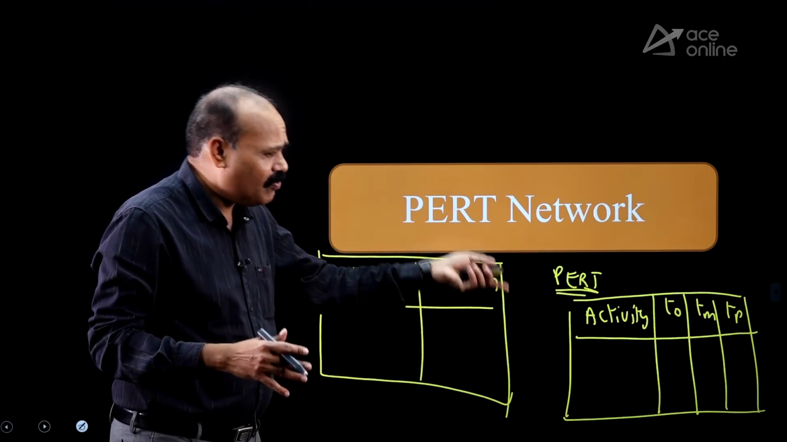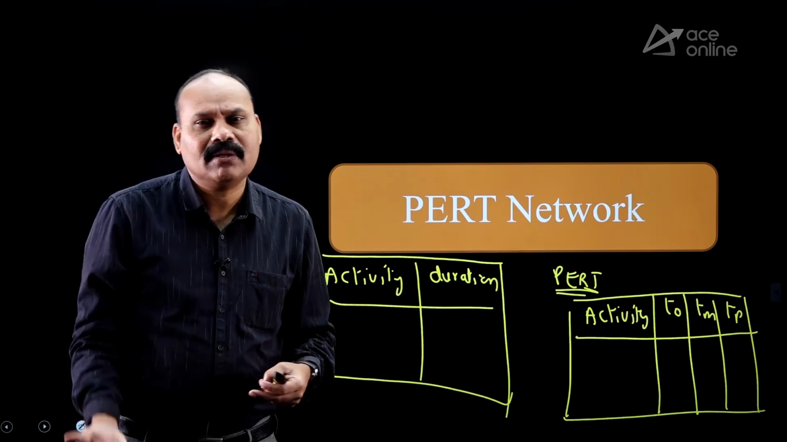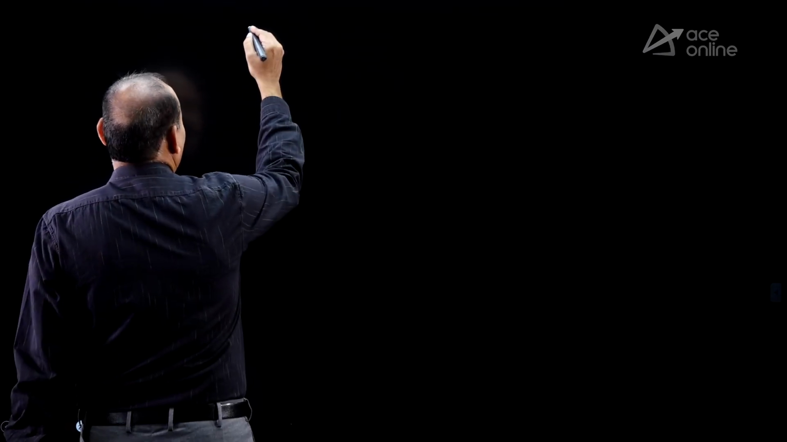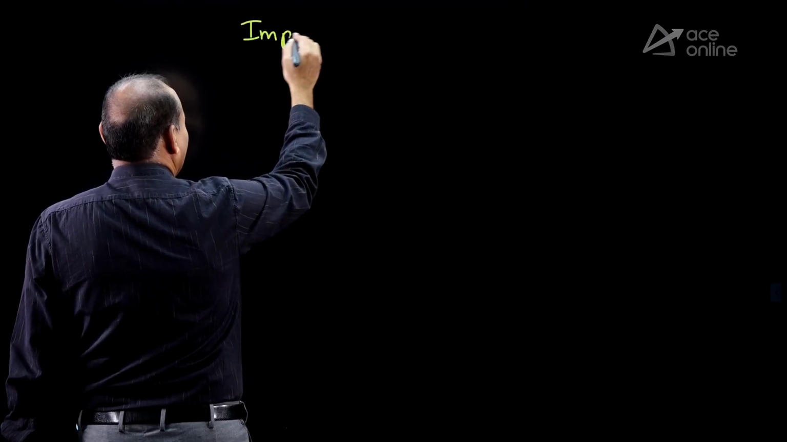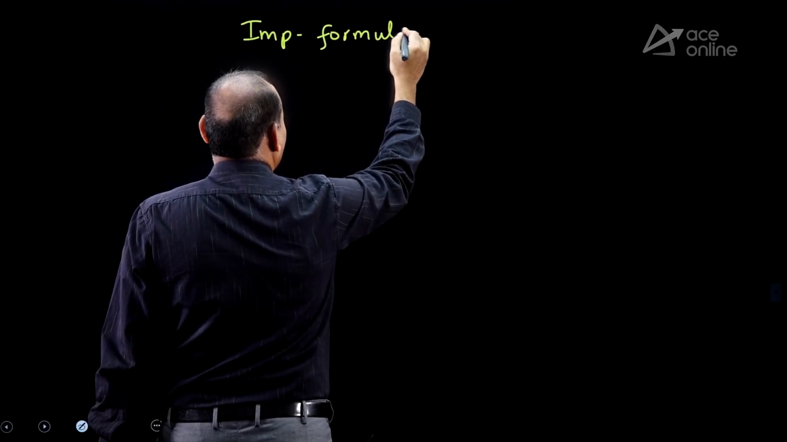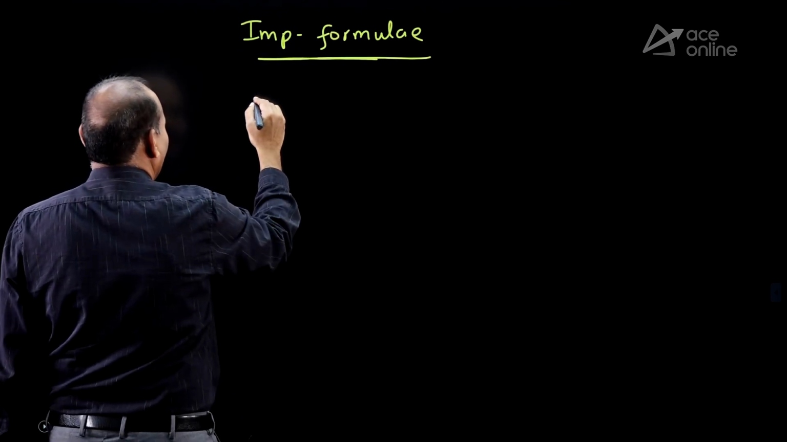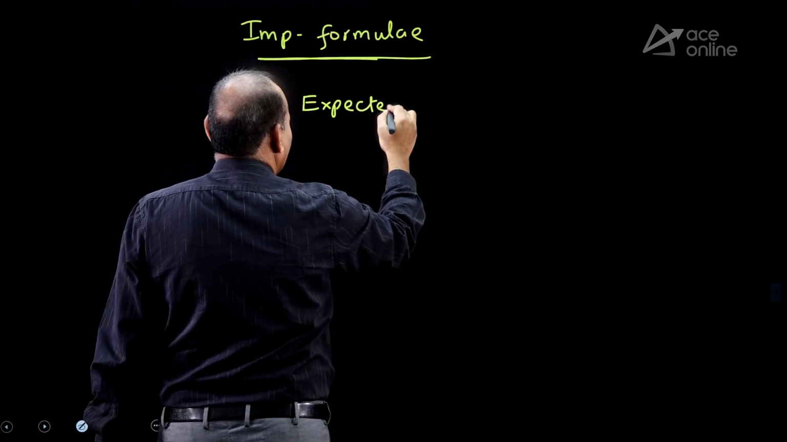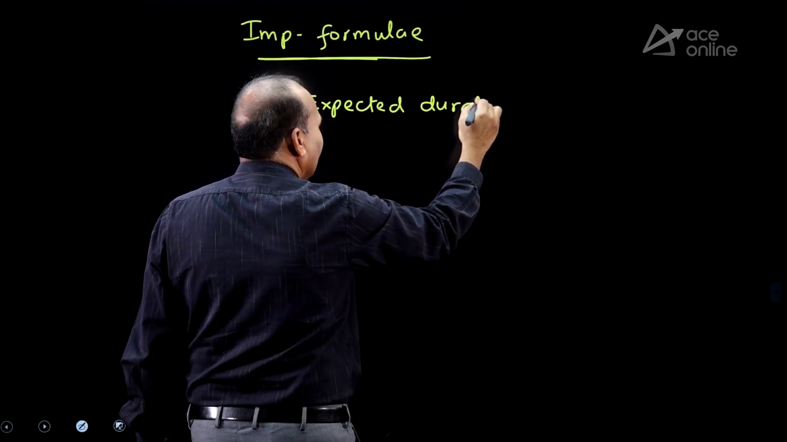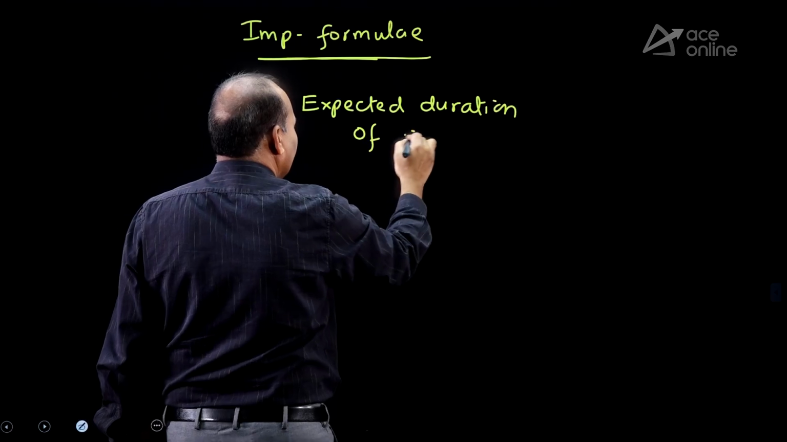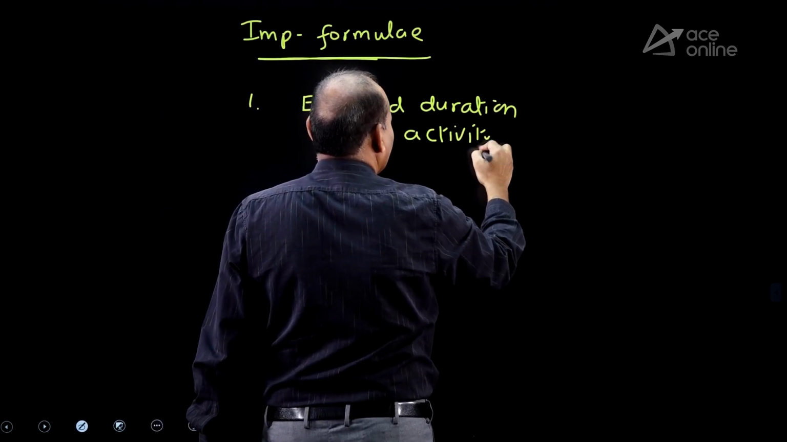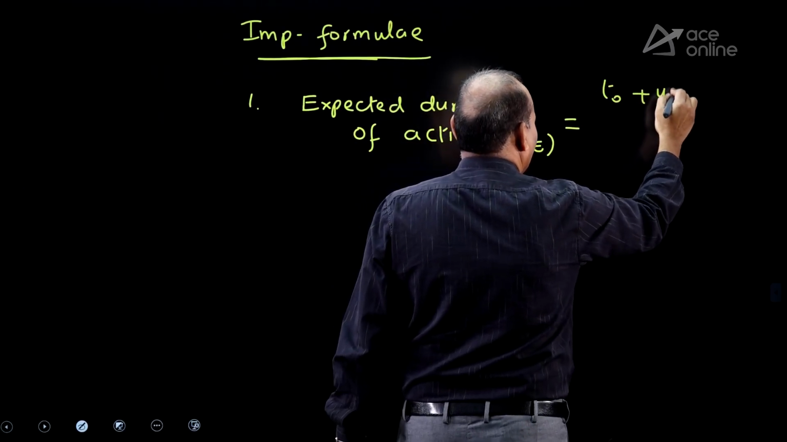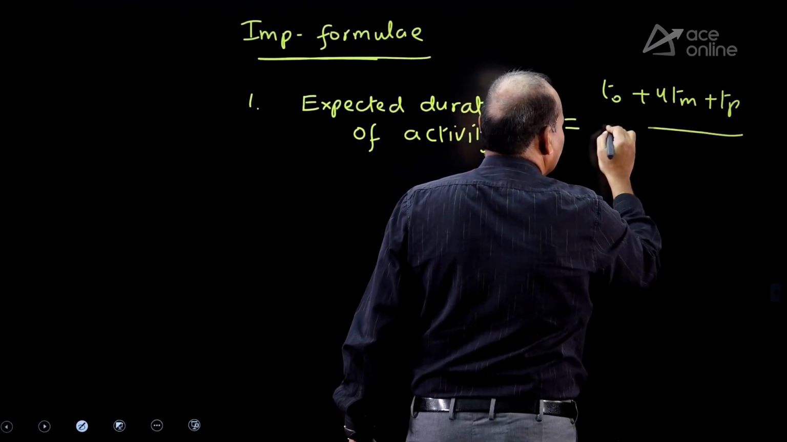So 3 times, first you have to convert into a single value, then after that you have to find out the project completion time. So what are the formulas we use in this? The most important formulas in this PERT network. The first formula, expected duration of activity. The 3 values we have to convert into a single value. Expected duration of activity, TE is equal to T0 plus 4Tm plus Tp by 6.